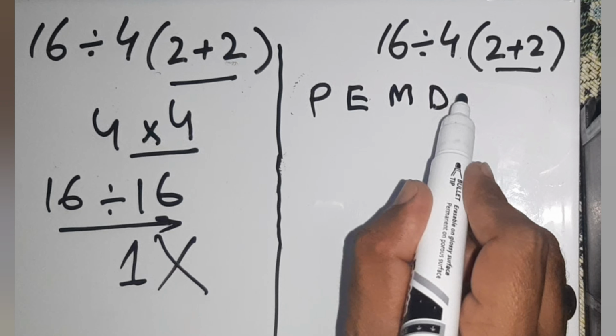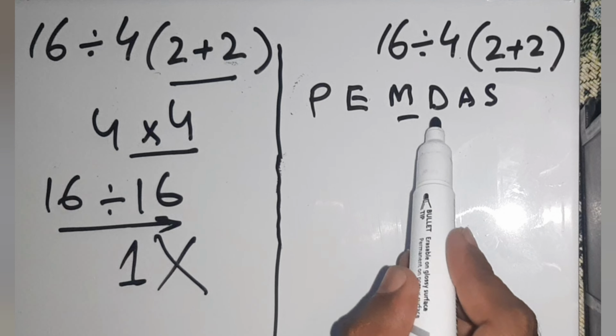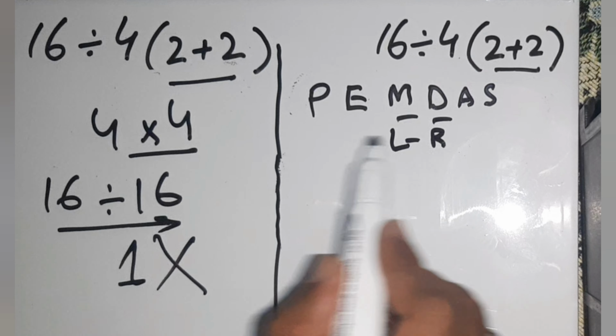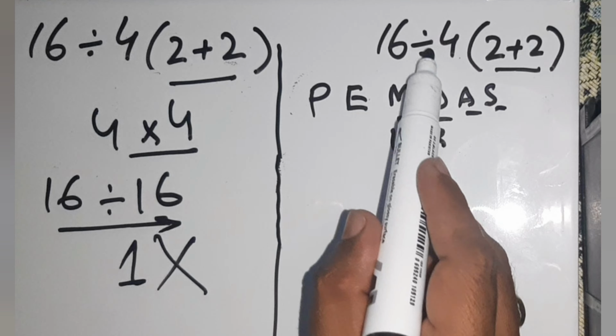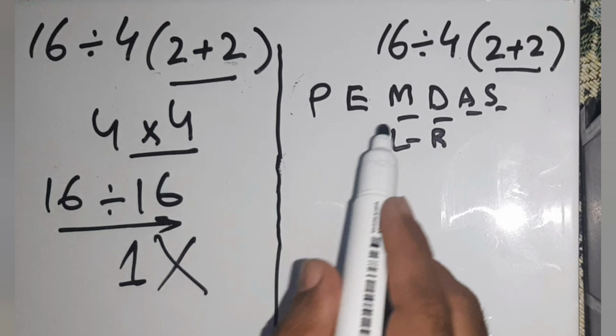or division, finally addition or subtraction. Remember that multiplication and division have equal priority. Always work from left to right. The same applies to addition and subtraction. And here in this expression, there is division, multiplication and also parentheses. So we follow the PEMDAS rule.